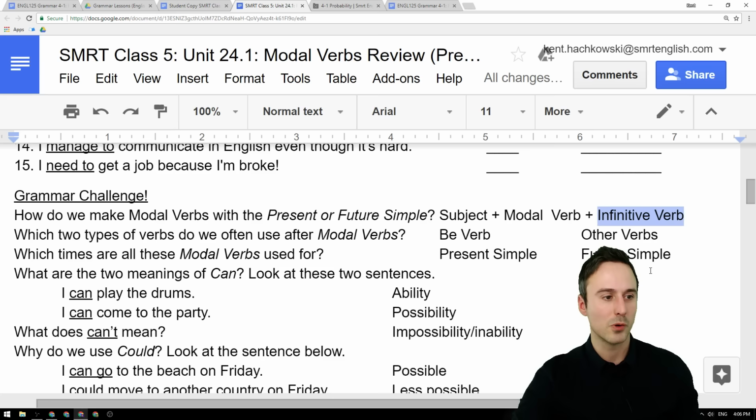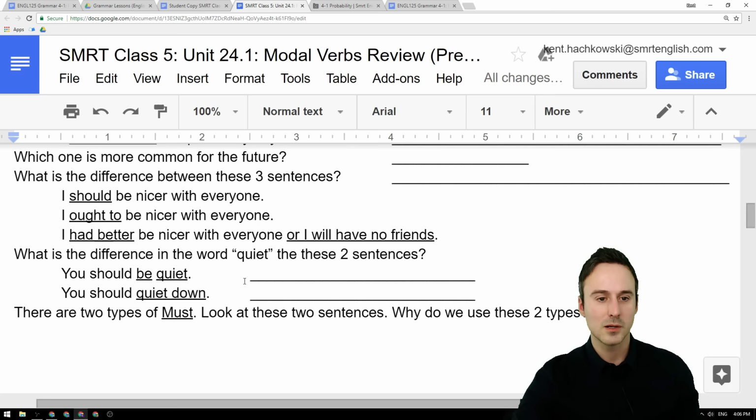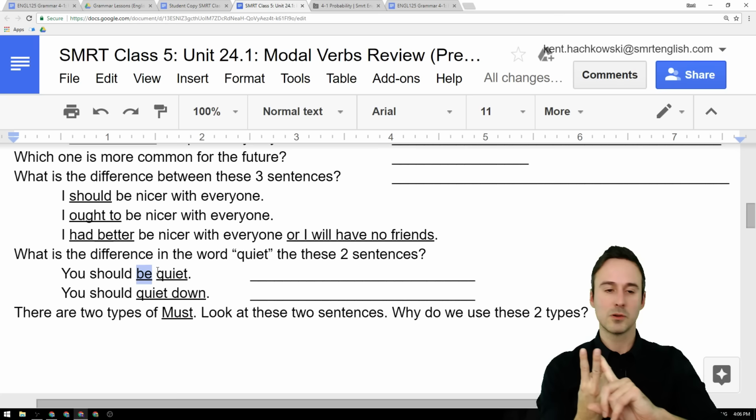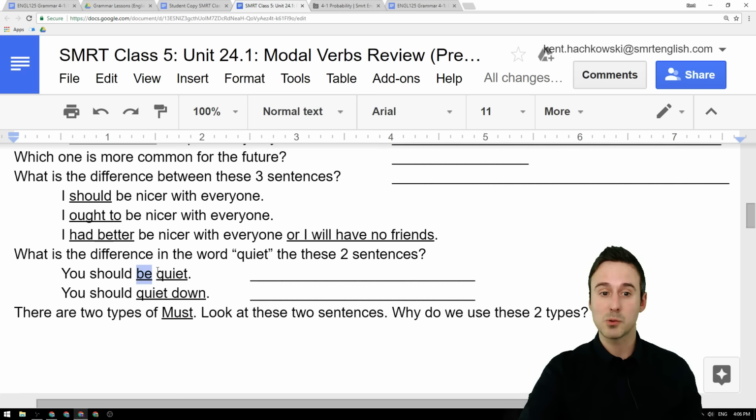All right, so let's go here. You should be quiet. So here's my verb, and here's my verb. And what do we usually use after the be verb? Okay, we usually have a few options. After the be verb, you can usually use an adjective, a noun, or some kind of prepositional phrase. You should be in school. You should be quiet. What is quiet in this situation? Quiet is an adjective. I'll just write that there.